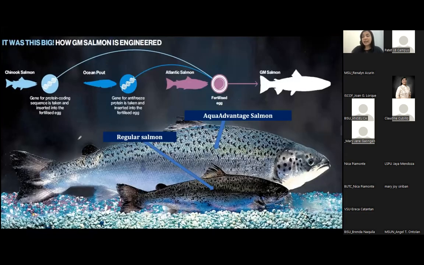Okay, so this is the GMO I mentioned earlier. We now have a GMO fish class. So this is the regular salmon. However, it was genetically engineered to look like this. This is the AquAdvantage salmon. And did you know that the fillet of AquAdvantage salmon is already sold in the US? So how did AquAdvantage salmon become a GMO? A gene from Chinook salmon and a gene from ocean pout were inserted into Atlantic salmon, and it resulted in a genetically modified salmon.